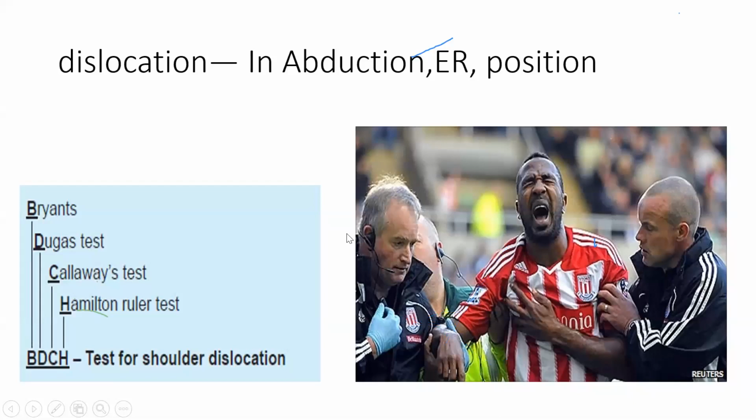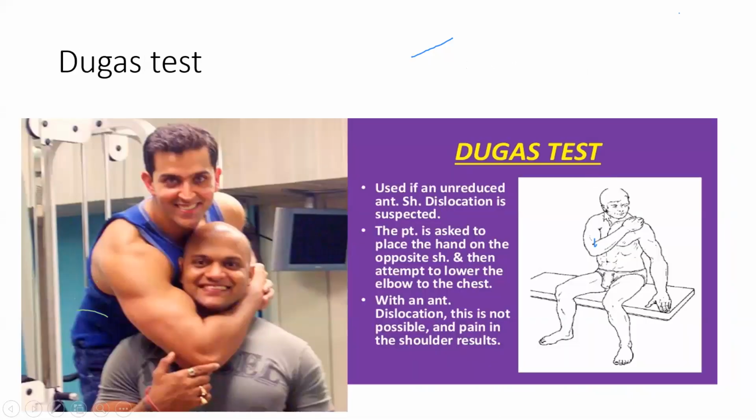So what do you call the Dugas test? It is a test where you ask the patient to do adduction and internal rotation this way, and the patient cannot do it. If the patient has an anterior dislocation of the shoulder, the patient cannot do this test. So this is a test known as the Dugas test. With anterior dislocation this is not possible. Just remember this. This is the Dugas test.